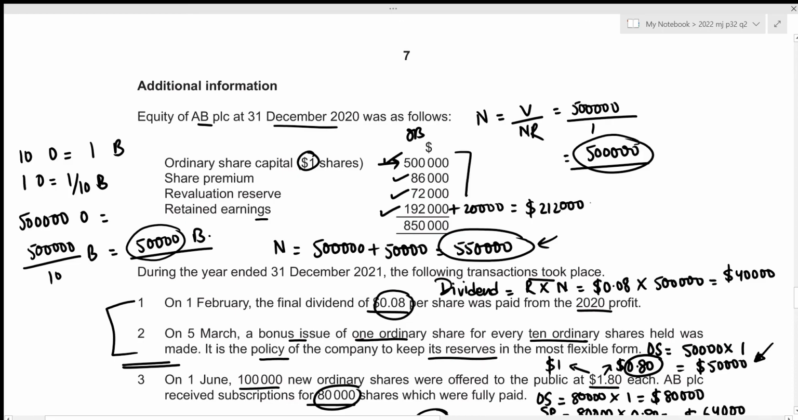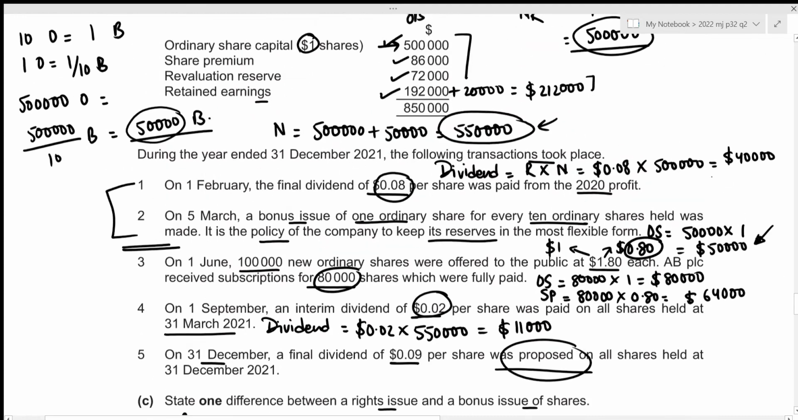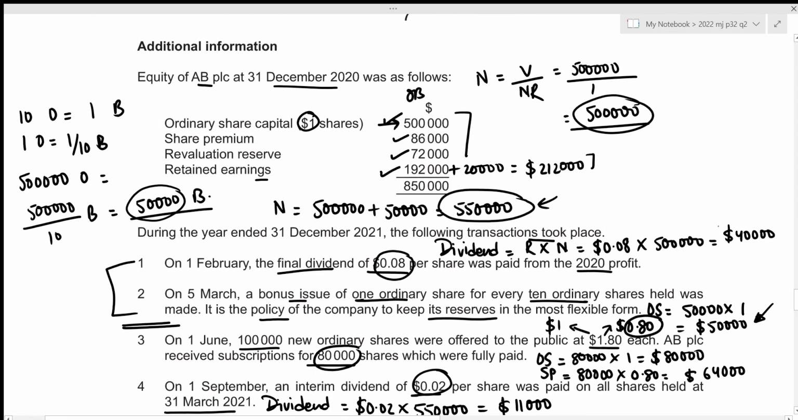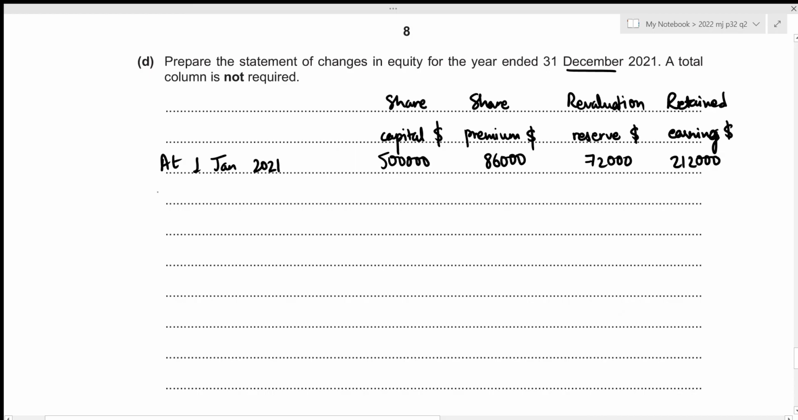Let's substitute these four amounts. So for share capital, it was 500,000. The share premium was 86,000. Revaluation reserve was 72,000. And the retained earnings, we just figured it out to be 212,000. Now let's adjust each of our transactions. So the very first one was a final dividend where we paid out 40,000. And dividends paid are always to be subtracted from our retained earnings column. Let's do that. This is 2020 final dividend paid of 40,000, which should be subtracted from retained earnings.